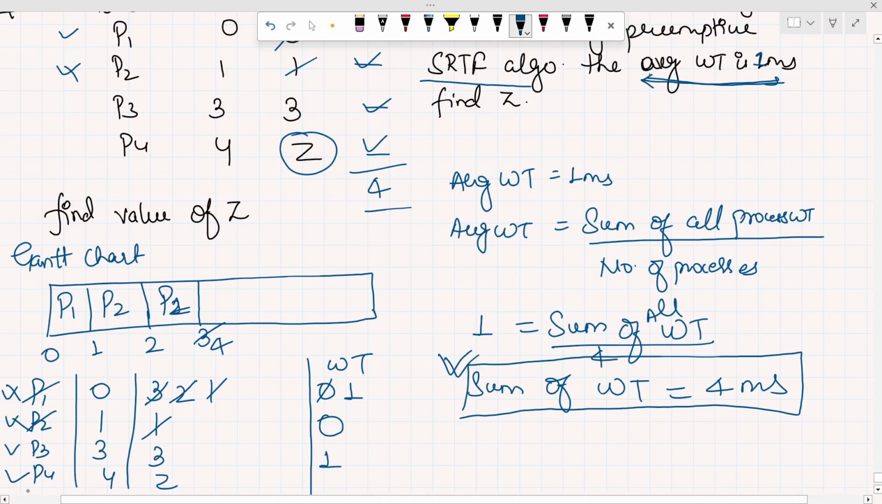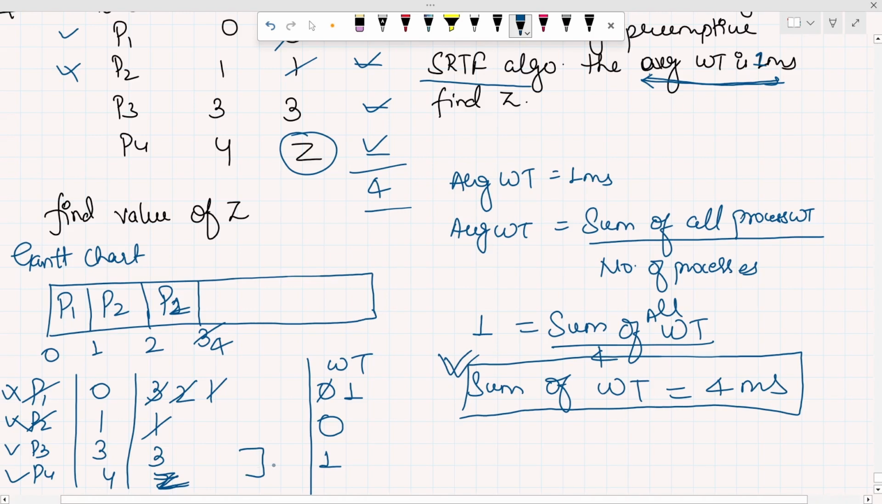Two processes are now completed, P1 and P2, and we have two processes available, P3 and P4, because at 4, P4 is also available. Now the interesting part starts from here. What happens if I select P3? We don't know the value of Z. Is it greater than 3 or smaller than 3? Now we have two processes and we have to solve it by SRTF.